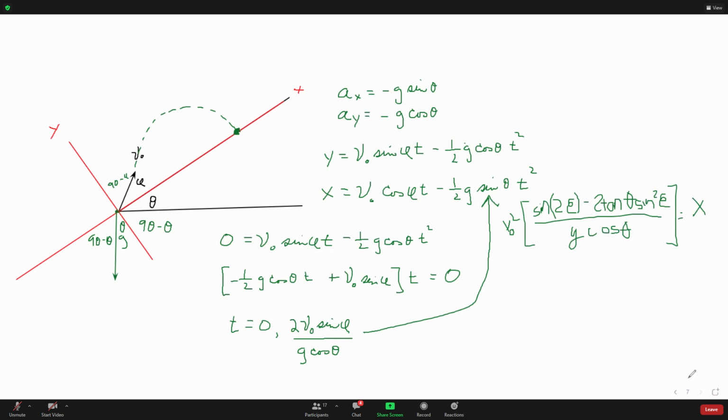Now, let me write this again. We have the range equals V0 squared sine 2 phi minus 2 tangent theta sine squared phi, and that whole thing is over g cosine theta.